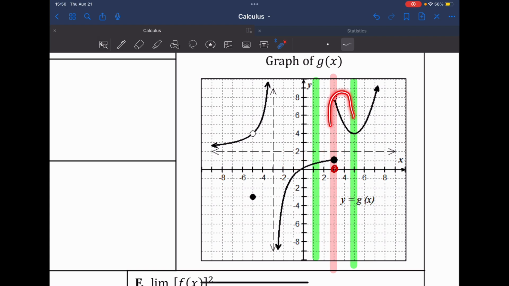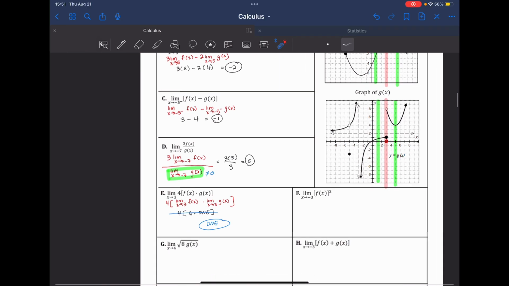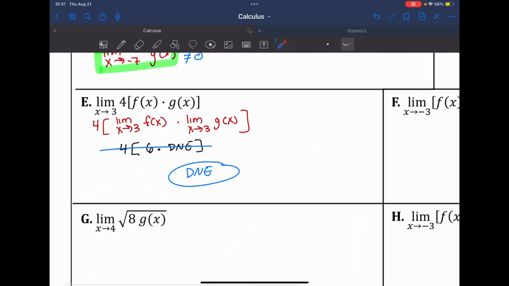But then if I look on the right side, as this is getting closer and closer to that pink line, or the 3, I notice that I am going to approach 8 on the y-axis. So since 1 is not equal to 8, that tells me the limit does not exist approaching 3 from both sides for g of x. So that's how I got this does not exist.